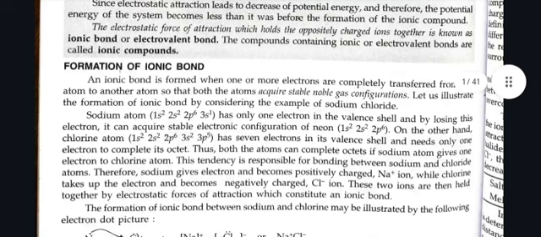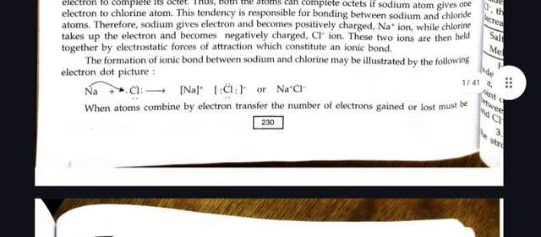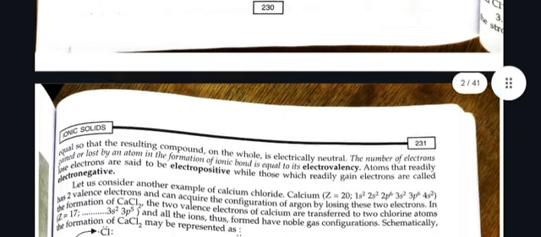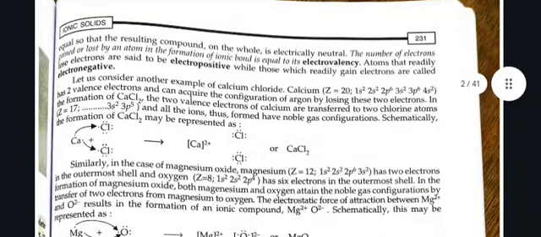Therefore, sodium gives an electron and becomes a positively charged Na+ ion, while chlorine takes up the electron and becomes a negatively charged Cl- ion. These two ions are then held together by electrostatic force of attraction, which constitutes an ionic bond. The formation of ionic bond between sodium and chlorine may be illustrated by the following electron dot picture. When atoms combine by electron transfer, the number of electrons gained or lost must be equal so that the resulting compound as a whole is electrically neutral.